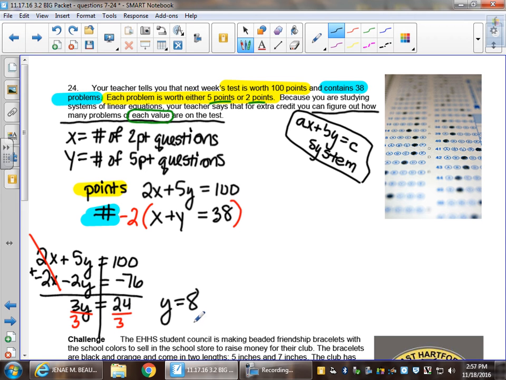What does 8 mean in this situation? When I look, y is the number of 5-point questions. So this means that there are 8 5-point questions.